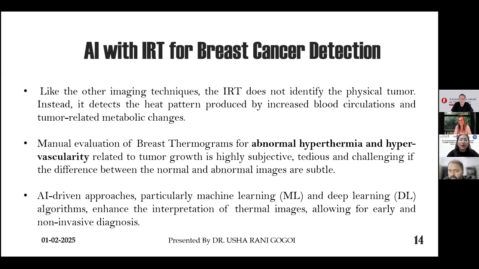Unlike other imaging techniques, one disadvantage of the base thermogram is that it never gives you the structure of the physical tumor, like mammography as well as MRI do. That is the main disadvantage when applying image processing as well as artificial intelligence on this.